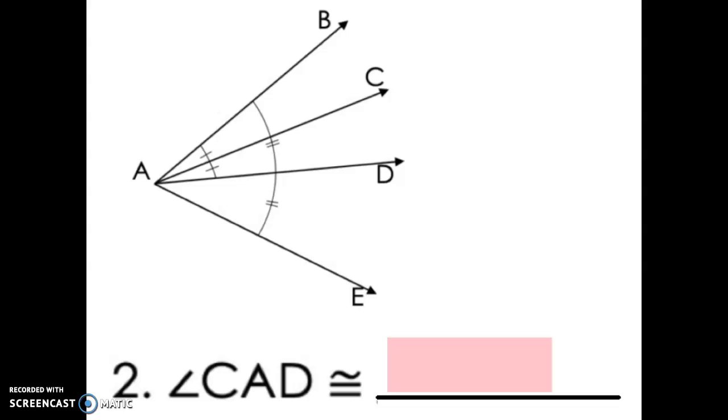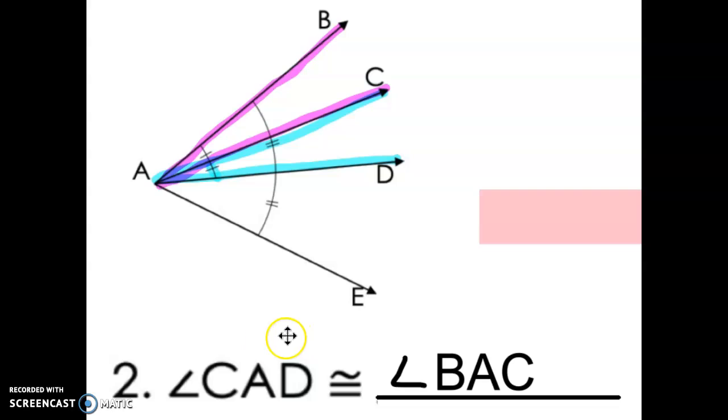Number 2, same type of question. This time we need to figure out what angle is congruent to angle CAD. So again, we're going to locate angle CAD on our picture. When we find it, we will see that it has 1 hash mark as its congruency marker. So then we need to go through and find another angle on our picture that has 1 hash mark for the congruency mark. And you'll see here, that is angle BAC. So this picture is telling us that angle CAD is congruent to angle BAC.